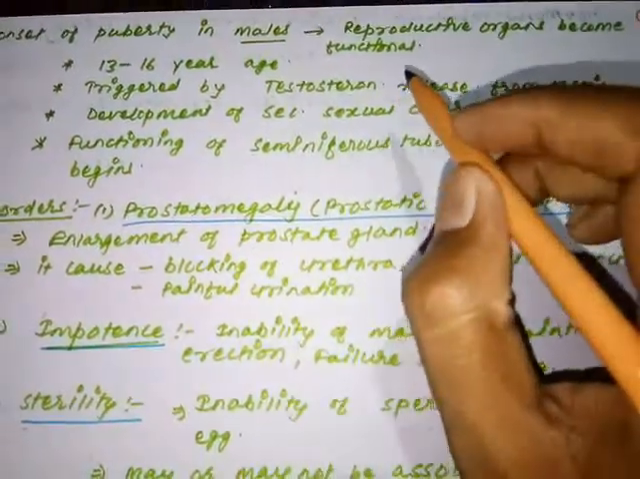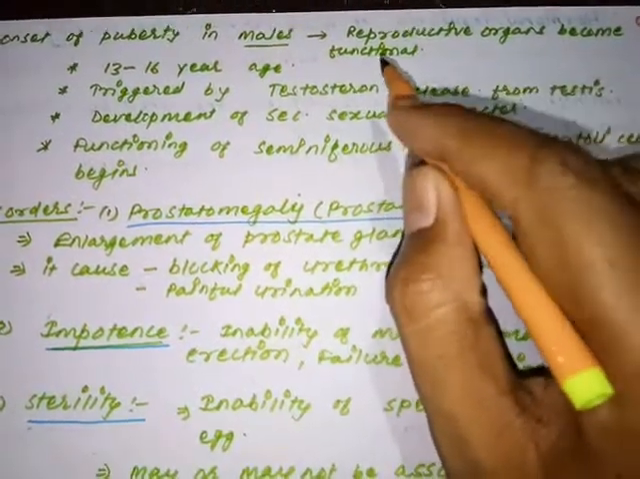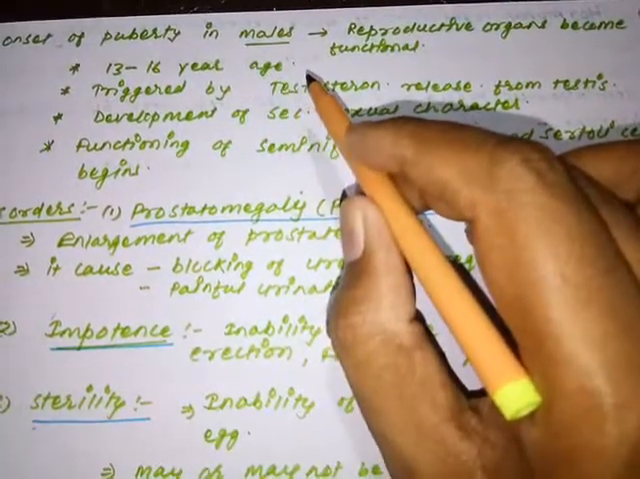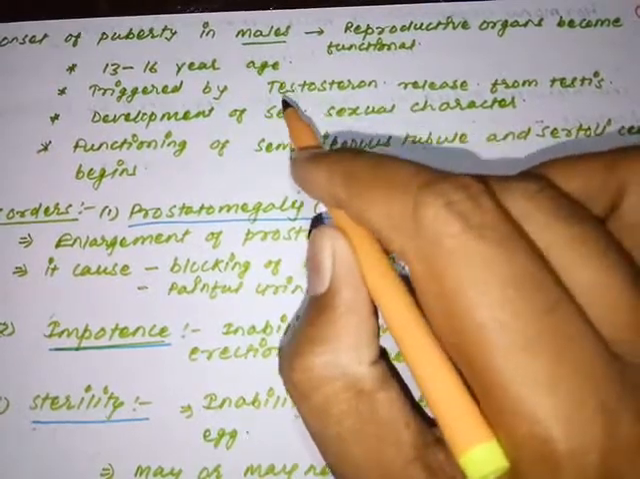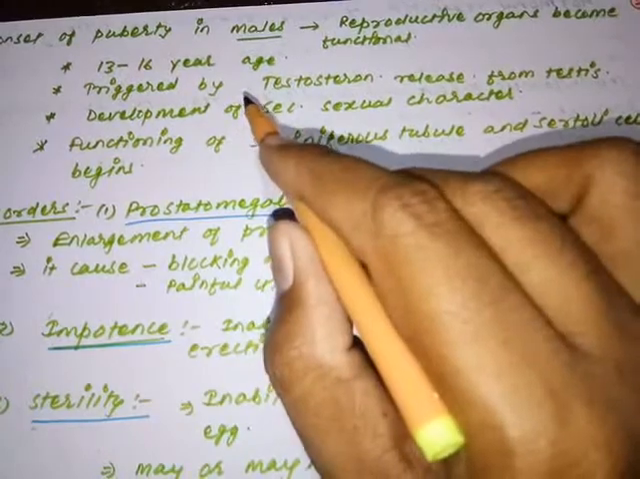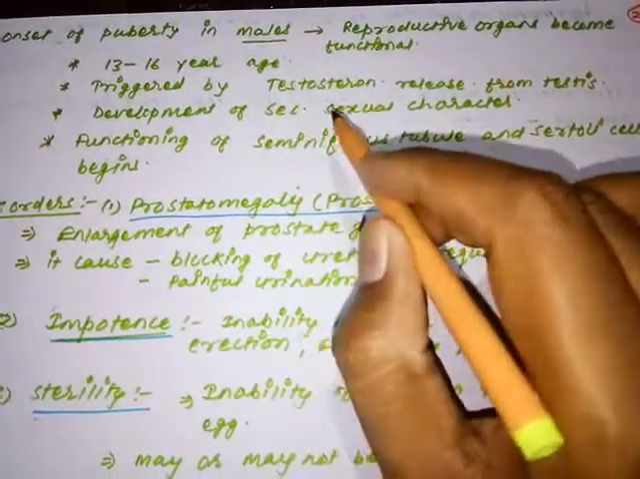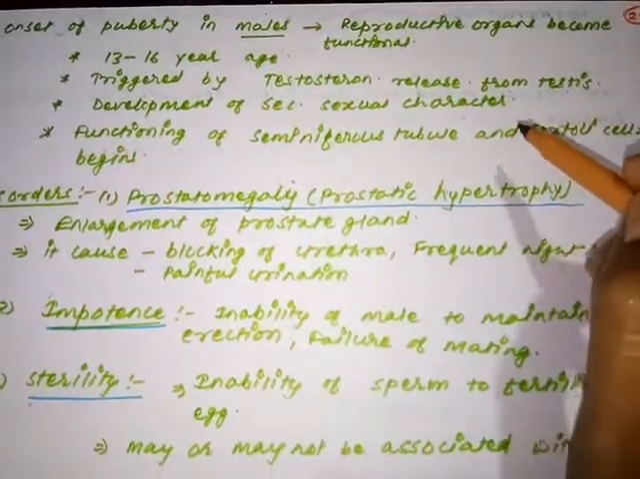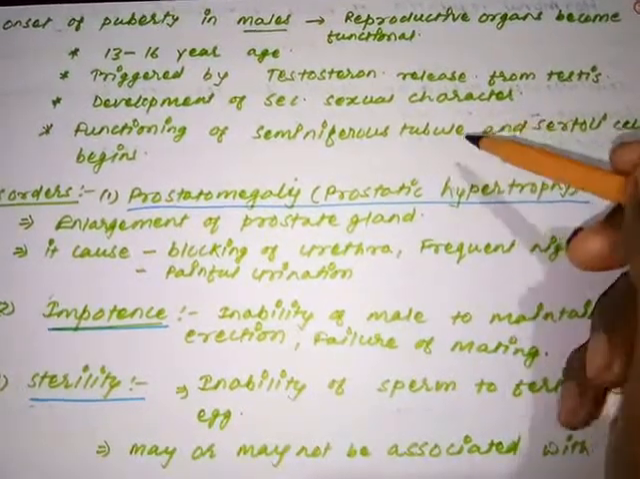So what is puberty? Reproductive organs become functional, they will start spermatogenesis, and the secondary sexual characters will begin. At 13 to 16 years of age, the puberty signs will be expressed. How is this puberty triggered, meaning how does it start? It is triggered by the release of testosterone from the testis. When the testis becomes functional, the interstitial cells of Leydig release testosterone.